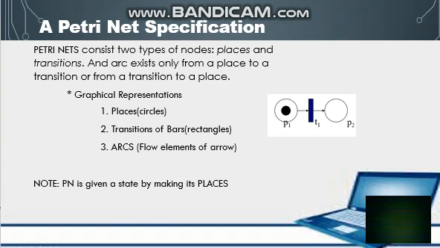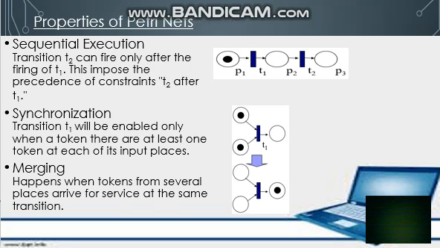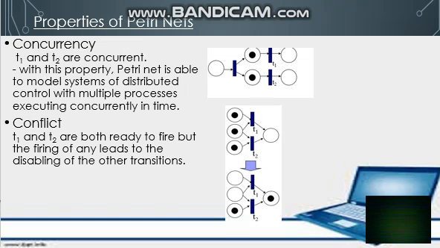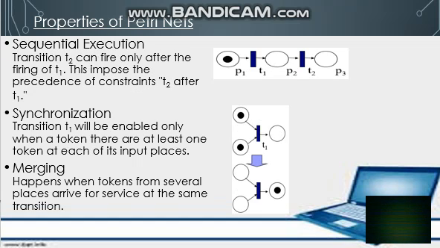We also have here the properties of Petri nets: the sequential execution, the synchronization, the merging, concurrency, and conflict. For the sequential execution, the transition can fire only after the firing of T1, like this. So you cannot fire T2 to place P3 if you are not done firing T1. Again, we can fire if you only have one token here, like that.